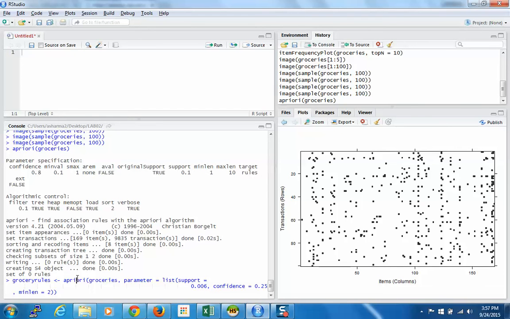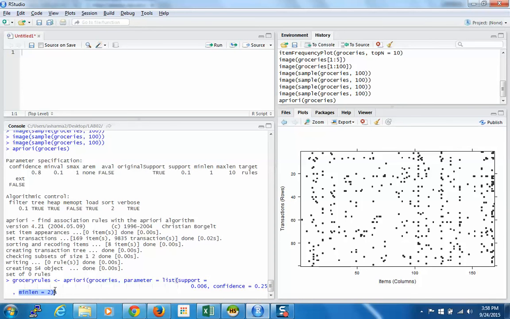The apriori function is exactly identical to the function that we used previously, and groceries is the variable that has all the transactions in it. Then we'll supply those thresholds, and thresholds will be in a list. So parameter is equal to list, and this list has the first element support, which is 0.006, so the percent is going to be 0.6% when you multiply by 100. And the confidence will be 0.25, so multiplying by 100 becomes 25%, and we are only interested in those rules which have a length of at least 2.